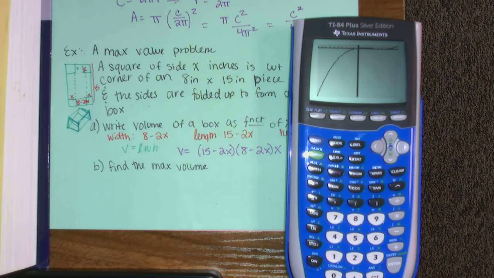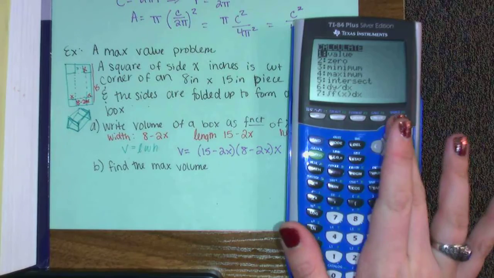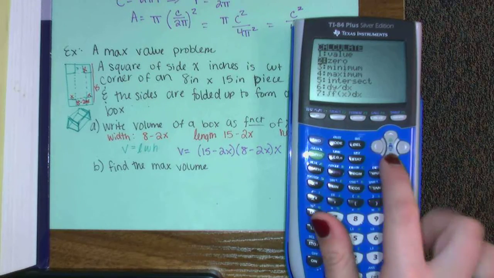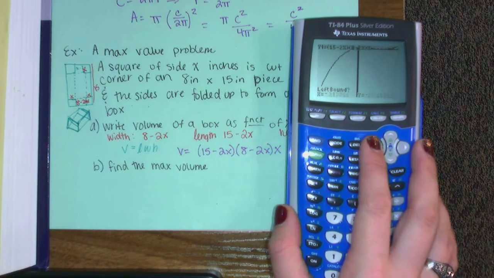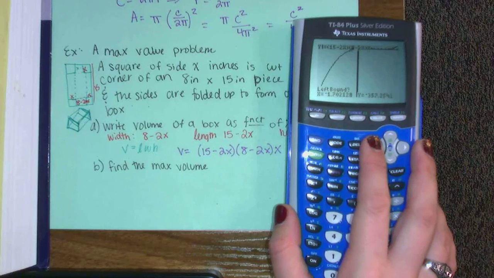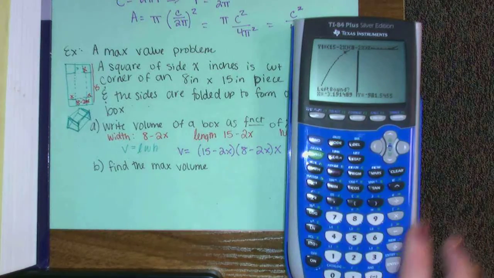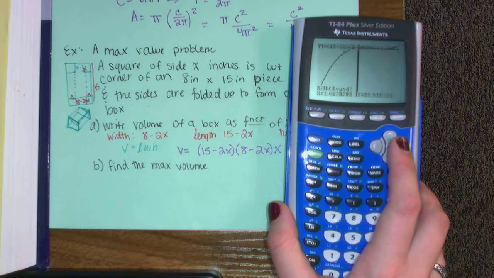Alright, so now we're going to use the second and then trace. And then we're going to use the max option. So we need to go on the left side. So I would take it all the way down to this left part of your curve over here, and then all the way up to the right part of it.